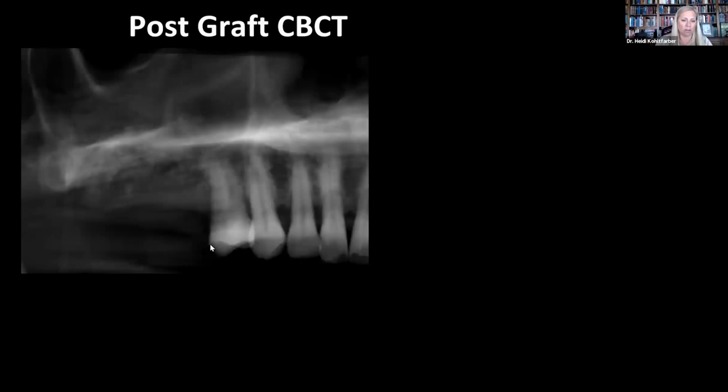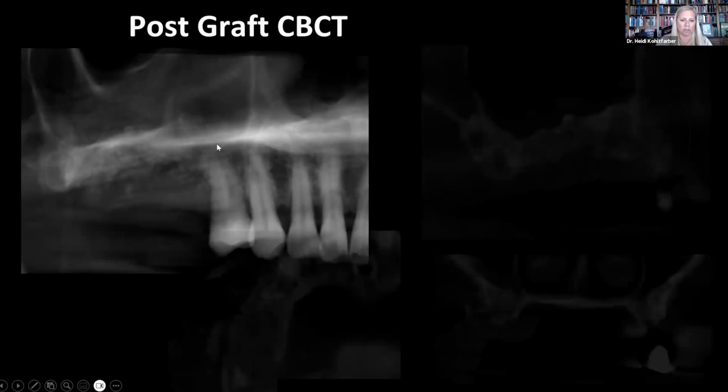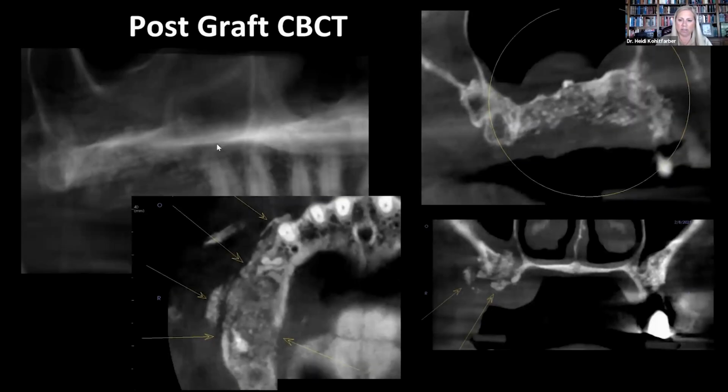This is another one. This was post-graft. They thought, yeah, our graft has integrated, we have appropriate bone. And when they took the CBCT, this is what it looks like. You can see that graft obviously has extended beyond the membrane. We actually have a kind of an oral antral fistula. This is not integrated at all.